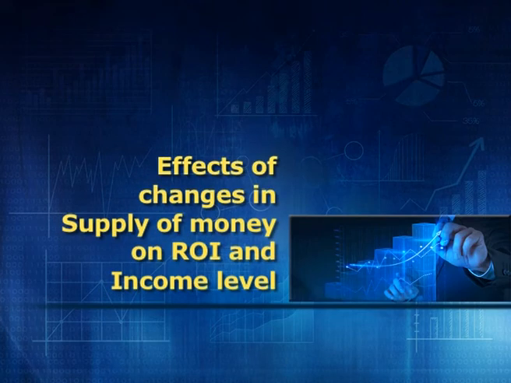Let us now learn the effects of changes in supply of money on rate of interest and income level. Hence, we will observe a shift in the LM curve. Consider a situation where the monetary authorities increase the supply of money. As a consequence, more money will be available for speculative motive at a given level of income. Hence, we will observe a fall in rate of interest. As a result, the LM curve will shift to the right and the level of income will increase.